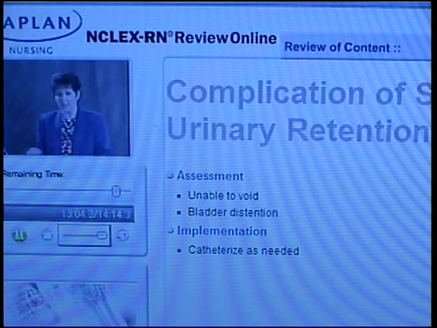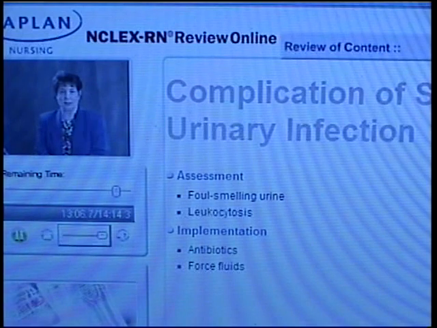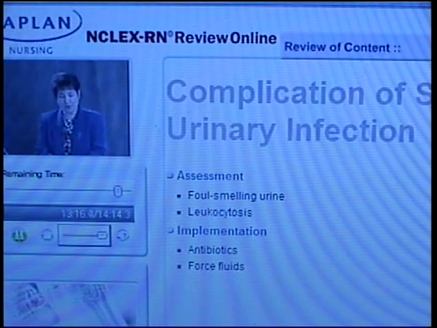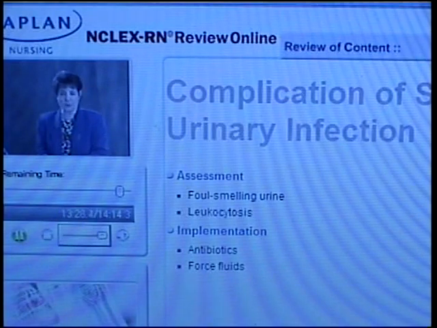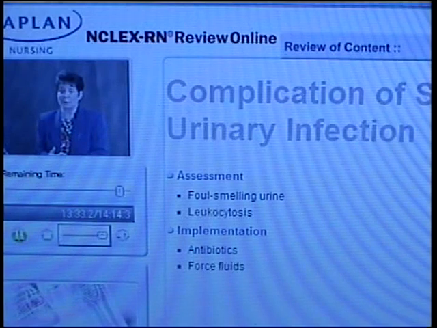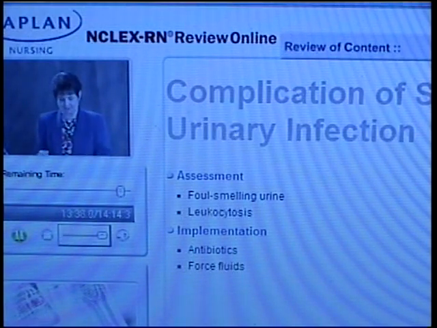The next complication after surgery is urinary infection, and sometimes happens if the patient has had a Foley catheter implanted or put in place during surgery. The symptoms you'll see for urinary infection, there'll be foul-smelling urine and leukocytosis. The type of treatment that is done for urinary infection, the patient will be put on antibiotics and fluids are forced. And again, remember, normal intake is about 1,500 cc's per day. So if you're forcing fluids, you're forcing to about 3,000 cc's per day.